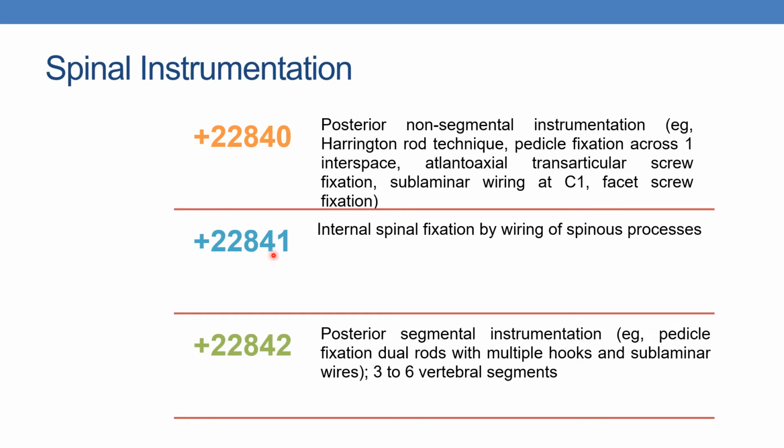The next is 22841. This is also an add-on code, as the previous 22840 is also an add-on code. 22841 is internal spinal fixation by wiring of spinous process. The next is 22842, posterior segmental instrumentation. Example, pedicle fixation, dual rods with multiple hooks and sublaminar wires, 3 to 6 vertebral segments.